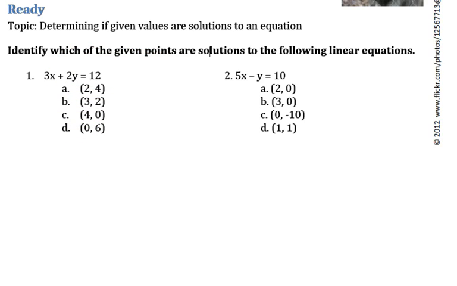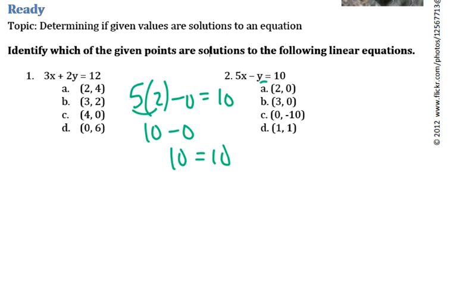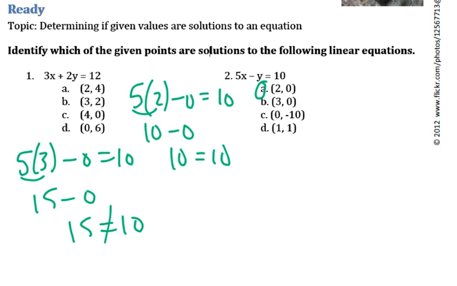Okay, now number 2. We try the same thing. Okay, so 2 for x, 0 for y. 5 times 2 is 10. 10 minus 0 is 10. Does 10 equal 10? Yeah, so A is a possibility. Well, what about B? 5 times 3 minus 0 equals 10. 5 times 3 is 15, minus 0 is 15, does not equal 10, right? Not an answer.